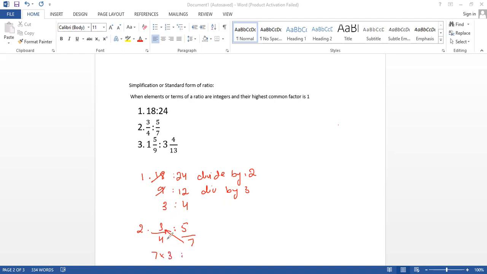And on this side, you'll multiply this. So 5 times 4. So this will give you, continue over here, 7 3s is 21 and 5 4s is 20. So this is a simplified form. This cannot be further divided or solved in any way.